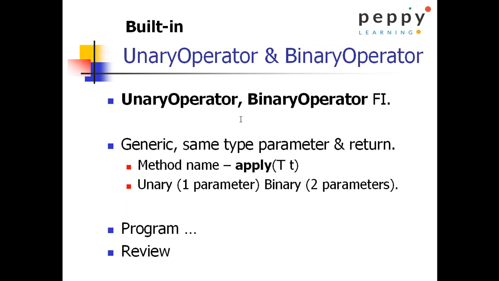Now to review, UnaryOperator is similar to function, and UnaryOperator extends function. You can mention only one generic type and it applies to input parameter and return type. BinaryOperator accepts two parameters. Here both the input parameters and return type is same.